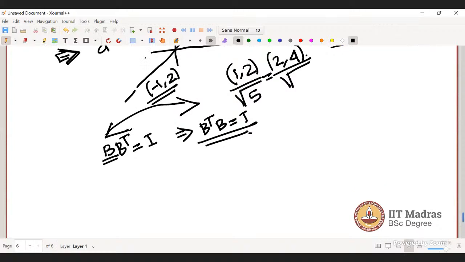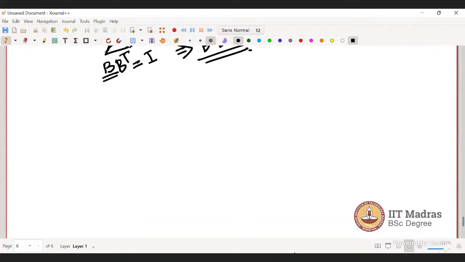We may have an M cross N matrix and its transpose would be N cross M, and they would end up giving us an M cross M identity. In those cases, you can actually define orthogonality for non-square matrices also. Okay, yes, thank you, sir.